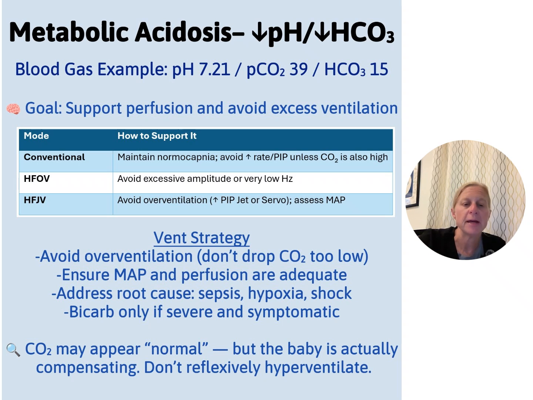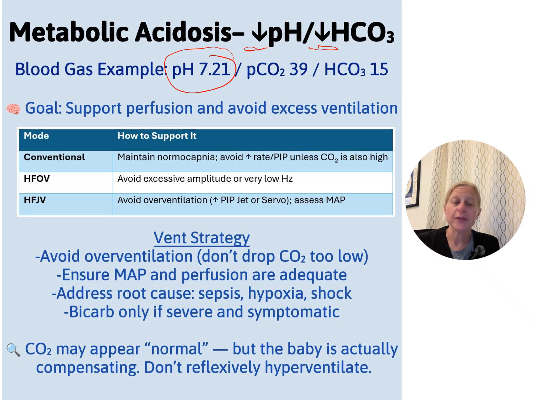So now we are on metabolic acidosis. So you can see here, we've got a low pH and a low bicarb. So those are equal. When they are equal, we know it's metabolic. And with a low pH of 7.21, outside of normal, we know that this is metabolic acidosis. As we talked about last week, metabolic acidosis is often a product of something else going on, such as sepsis or NEC. So we would want to support perfusion, avoid excessive ventilation, and address the root cause, such as sepsis, hypoxia, or shock. When we're able to address that root cause, we're probably going to fix the gas, right?